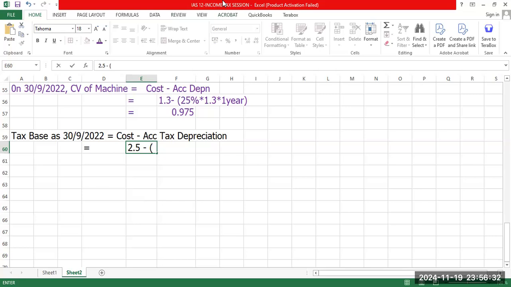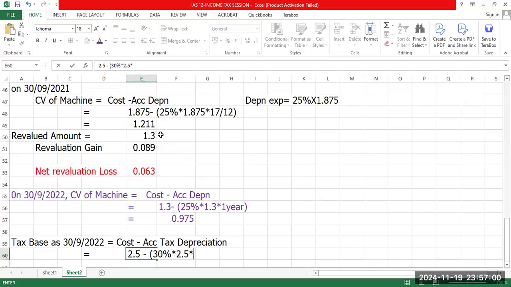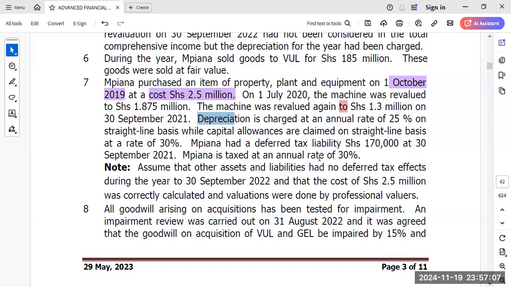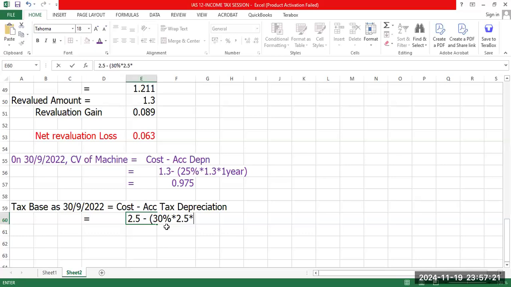What is the depreciation rate here? 30%. Now count from the date you purchased the asset. This is 30% times the cost, that is your depreciation, but times how many? Is it on reducing balance or straight line? I think it was straight line. Okay, straight line. Otherwise, if it is reducing balance, you have to get the carrying value of each year.